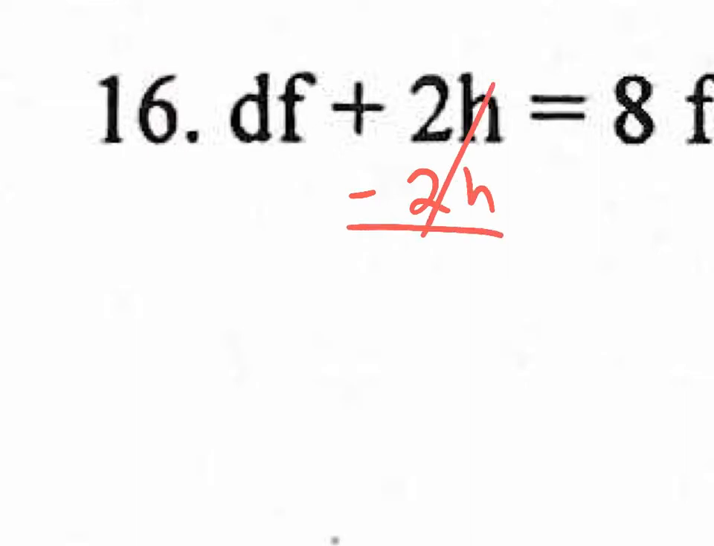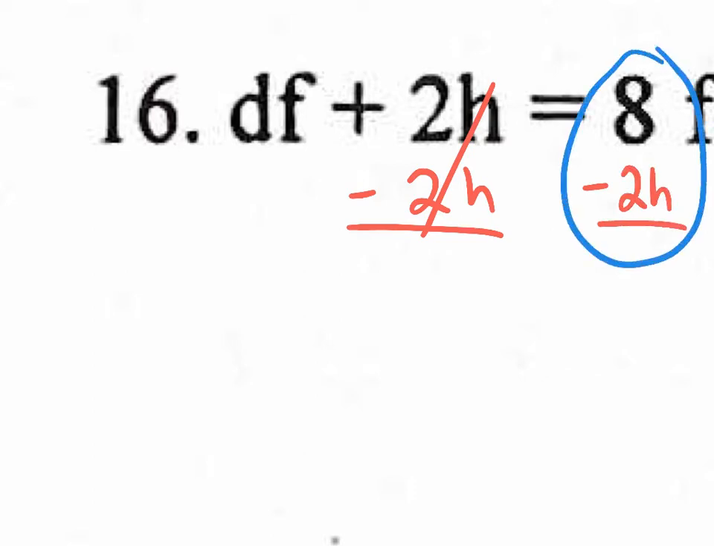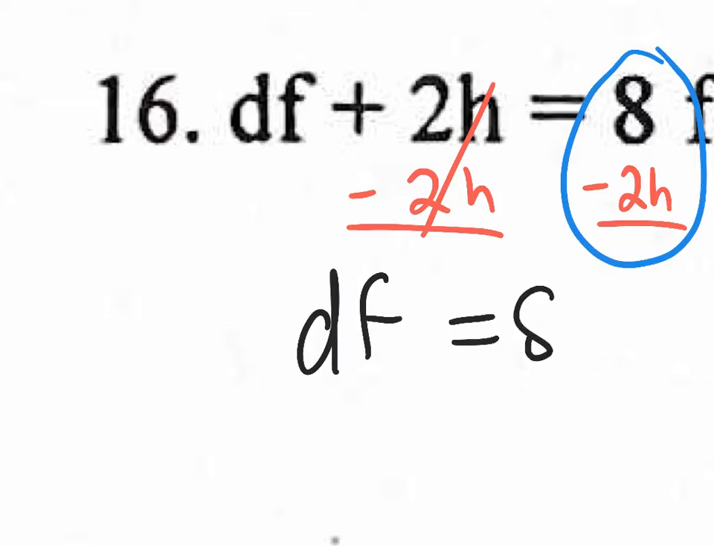And what you do to one side, you must do to the other. Subtract 2h. So when you think about this, 8 take away 2h, you can't really subtract letters from numbers. They're not like terms. So we're just going to rewrite it. Let's actually rewrite everything that we have. On the left side, we have df. Then we have the equal sign, and then, like we said, you can't subtract 2h from 8, so let's just rewrite it. 8 take away 2h.